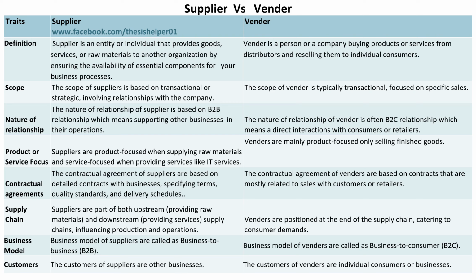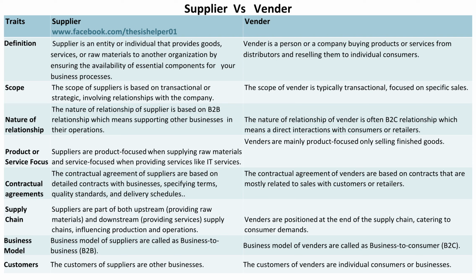ensuring the availability of essential components for your business processes. Whereas, a vendor is a person or a company buying products or services from distributors and reselling them to individual consumers. The scope of suppliers is based on transactional or strategic, involving relationships with the company. Whereas, the scope of a vendor is typically transactional, focused on specific sales.